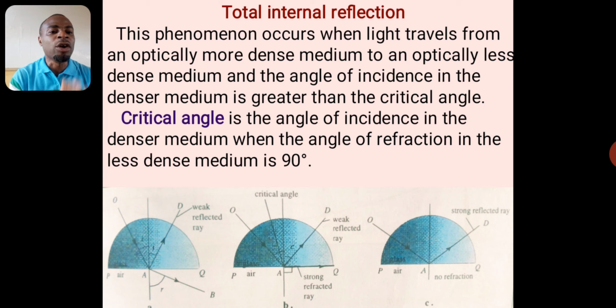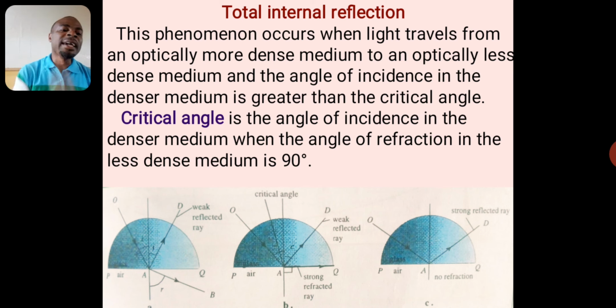So the angle between the refracted ray and the normal is 90 degrees. So you have the critical angle at that moment: the angle of incidence in the denser medium when the angle of refraction in the less dense medium is 90 degrees. Now the third diagram will show us total internal reflection.